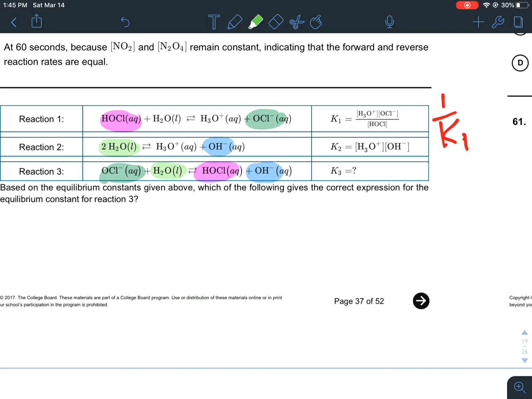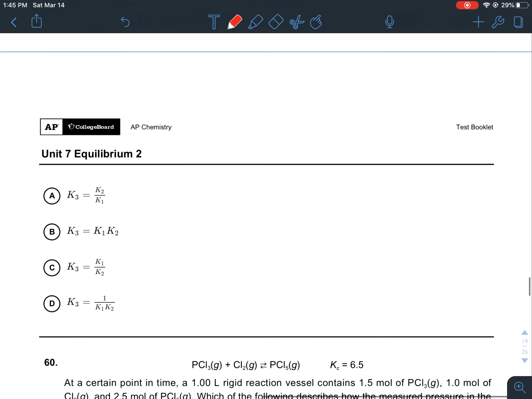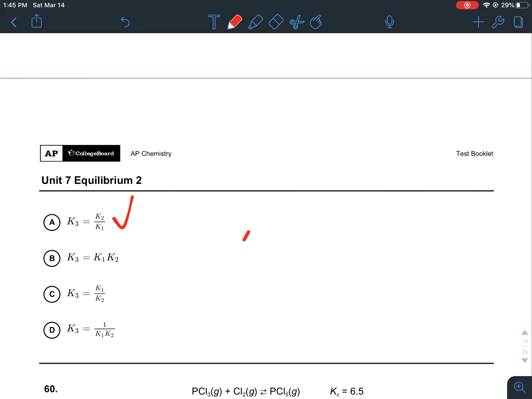Now, here's the thing. I had to flip the first one, but I don't want to flip the second one. So I'm going to have 1 over K1, and I'm going to have K2 here. So this is going to be 1 over K1 times K2. The correct answer here, let me see, is A. Yep, that's it.